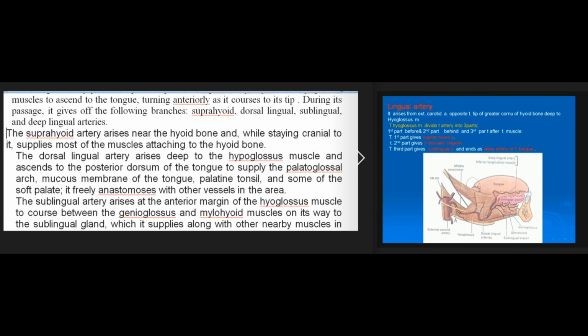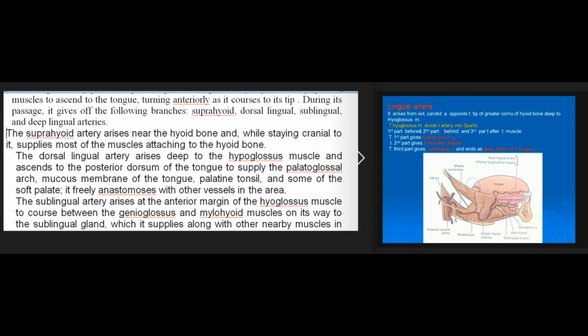The suprahyoid artery arises near the hyoid bone and, while staying cranial to it, supplies most of the muscles attaching to the hyoid bone. The dorsal lingual artery arises deep to the hyoglossus muscle and ascends to the posterior dorsum of the tongue to supply the palatoglossal arch, mucous membrane of the tongue, palatine tonsil, and some of the soft palate. It freely anastomoses with other vessels in the area.